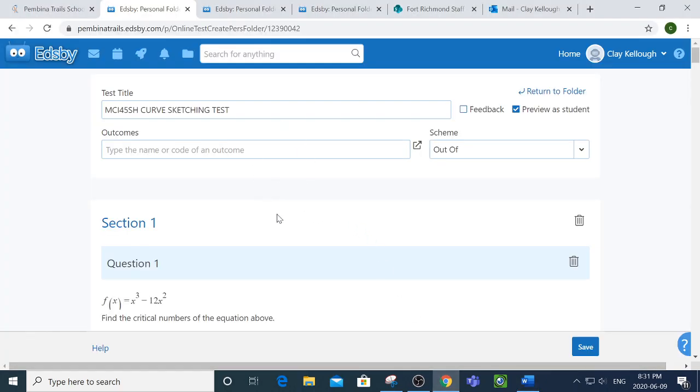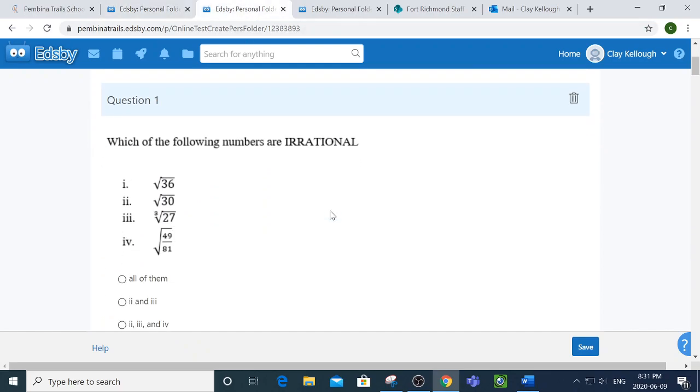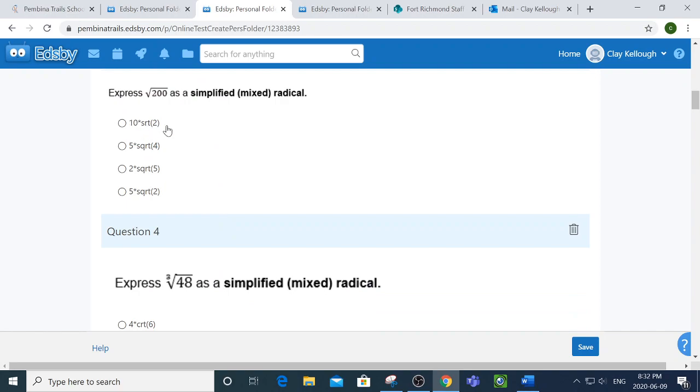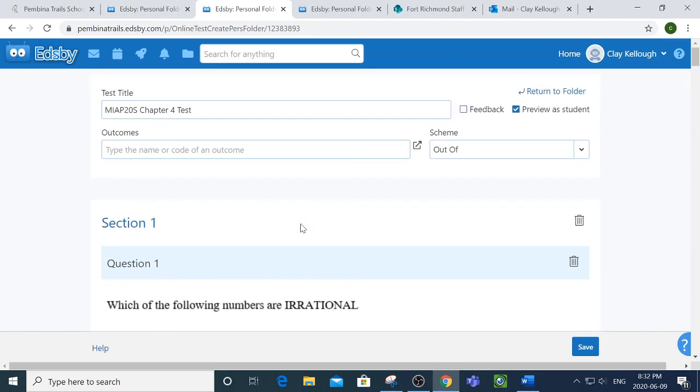This is my Intro Calc test. Here's my test for you guys, grade 10s. So notice when I'm typing in a question, I can do that, but when I'm typing the answer, again, there we go, that says 10 square root 2. Right? And that says 5 square root 4. That says 2 square root 5. And so your test is going to look like that.